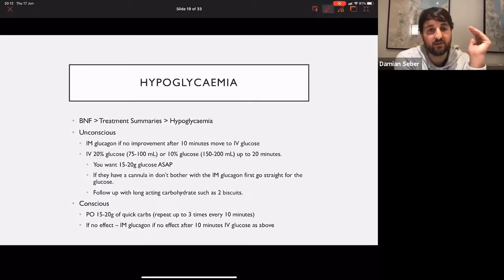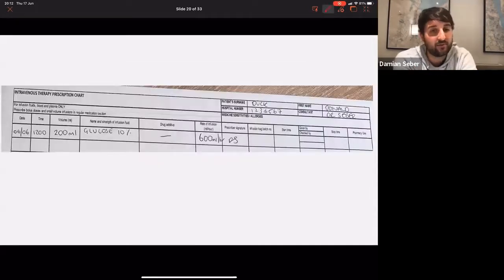So unconscious, glucagon, no response, IV glucose, they're better, long-acting carbohydrate. Conscious, you give a liquid glucose like orange juice, whatever. If no effect, you give glucagon, and then if no effect, you give glucose. So that's hypoglycemia, and this is the prescription you would write.